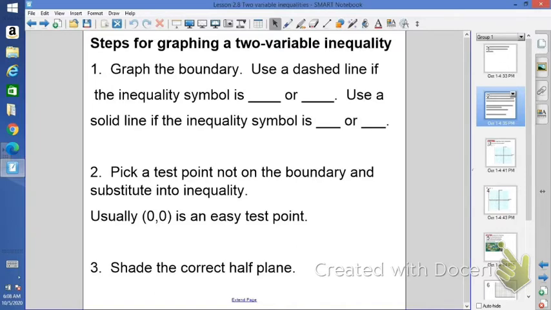We're going to use a dashed line if the inequality symbol is less than or greater than, and we're going to use a solid line if the inequality symbol is less than or equal to or greater than or equal to. The second step is to pick a test point not on the boundary and substitute into the inequality. Usually this is going to be 0, 0. That's going to be your easiest test point. And then finally the third step is to shade the correct half plane.